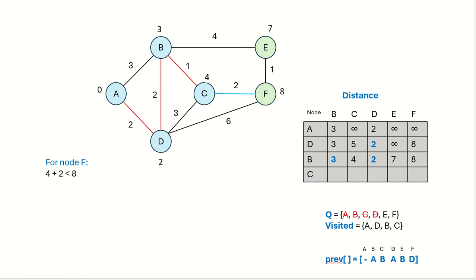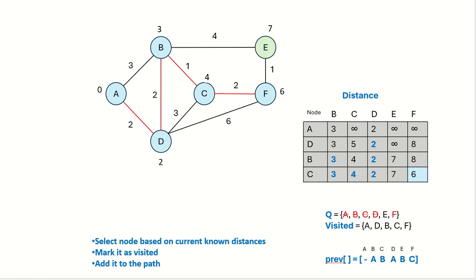There is an edge from C to D also, but since D is already visited, we will not consider that edge. We will consider the edge between C and F. So is 4 plus 2 less than 8? Yes, it is. So we are going to relax 8 and now this distance changes to 6. Also, because F has been updated, its previous node will now become C. So now you can see that the previous node of F has become C and the distance of F has been updated to 6.